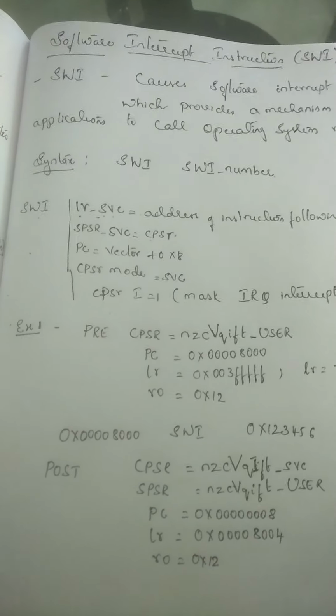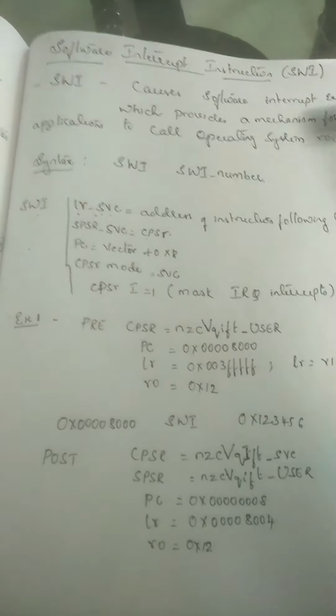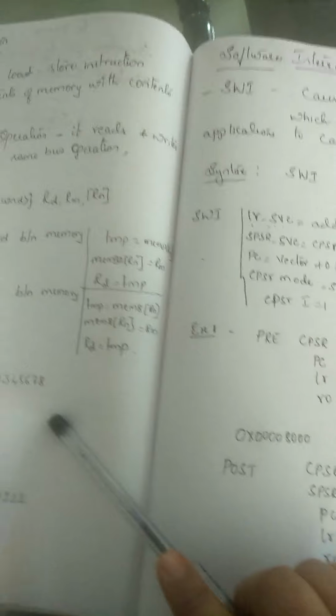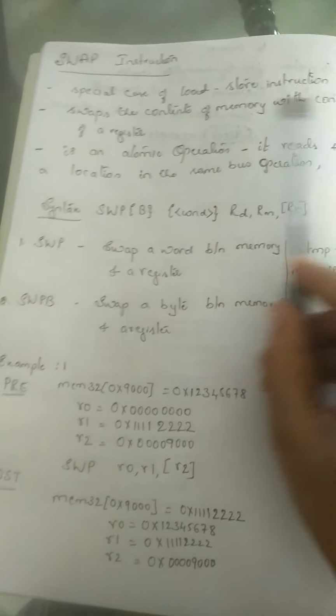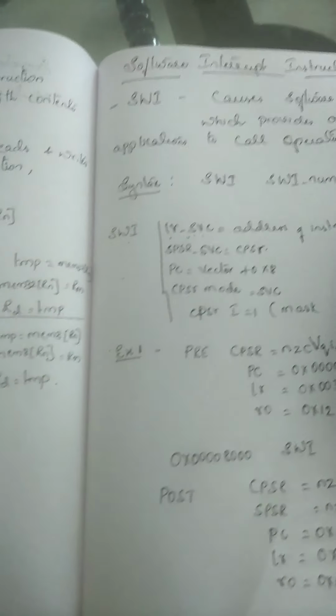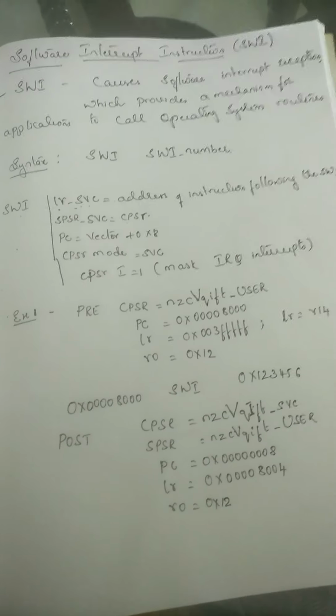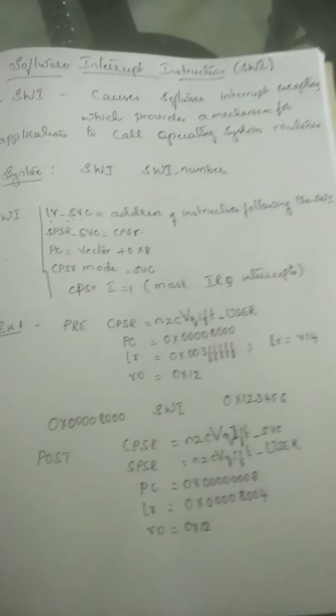Okay. So today we have discussed the SWAP instruction and SWI. In SWAP we are moving data between memory and register, whereas SWI is an interrupt exception which causes the operating system routine.